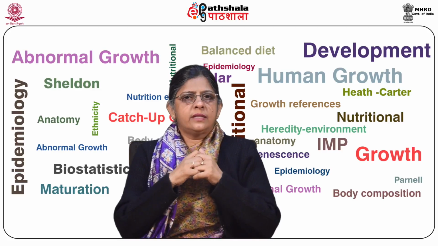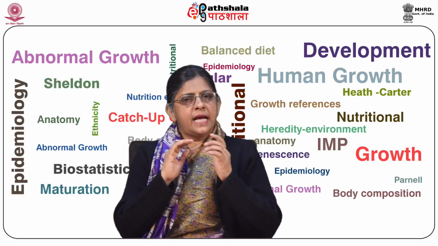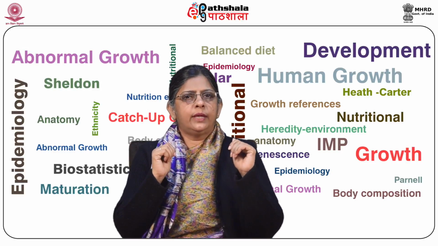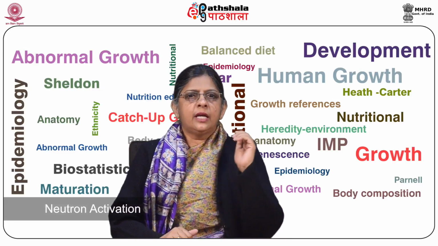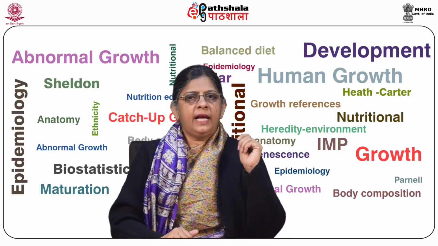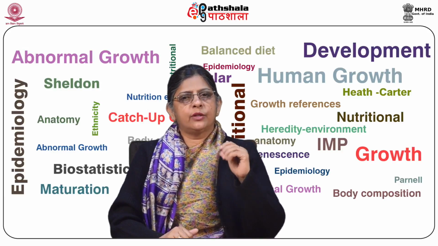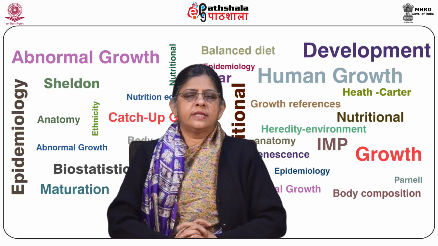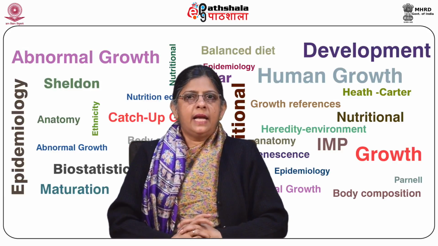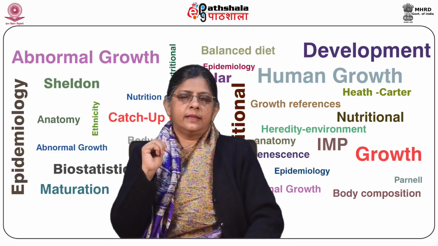Now, how do we assess the body composition? Direct and indirect methods are employed in assessing a child's body composition. Direct methods include neutron activation, computed tomography, and magnetic resonance imaging, while indirect methods are measures of body weight and length, skin folds or circumferences in the mathematical models, and bioelectrical impedance.